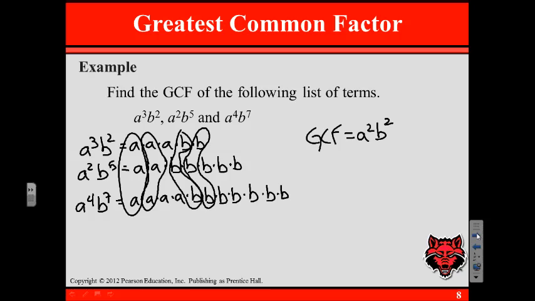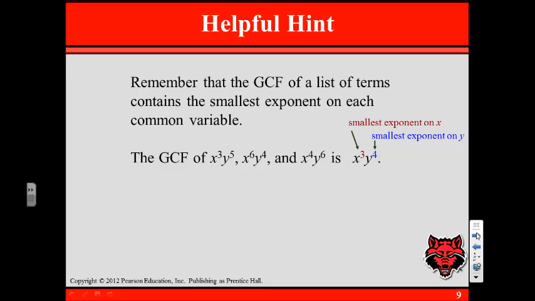Now at this point we can look at our answer and notice that a squared matched the smallest exponent of a that each term had in common. And b squared matched the smallest exponent of b that each term had in common. And so when we're trying to find the GCF with variables, as long as the variable shows up in each term, you want to find the smallest exponent, and that will represent your greatest common factor. And that's exactly what this slide says. So you could pause it and study over this note if you needed to.